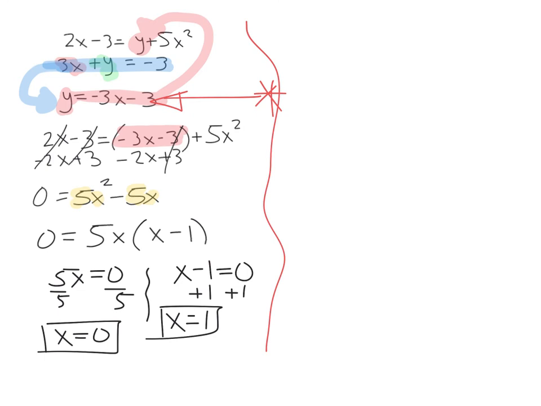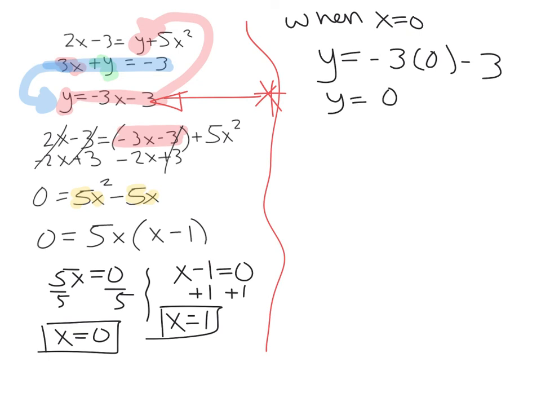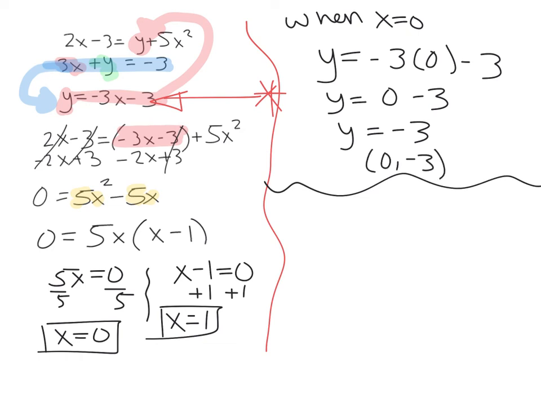So if I do y is equal to, and I'll do 0 first. So when x equals 0, negative 3 times 0 minus 3. So that'll give me 0 minus 3, so y equals negative 3. So I have an intersection at 0, comma, negative 3. So that's one of my answers.